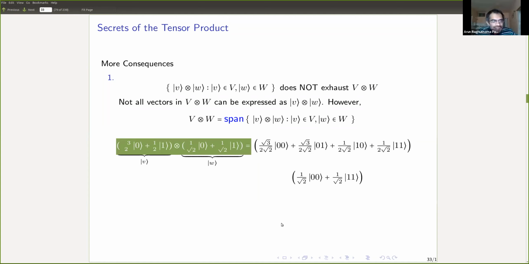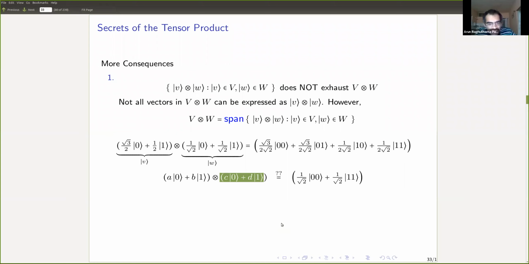How do you show this? Well, it's easy to show. Suppose this was true. What does this equality say? It says that ad equals 0, because ad is the coefficient of ket 01 on the left, but the coefficient of ket 01 on the right is 0. So ad has to be 0. But the coefficient of ket 00 is ac, and ac is 1 by root 2. So ad equal to 0 and ac equal to 1 by root 2 implies that a cannot be 0.